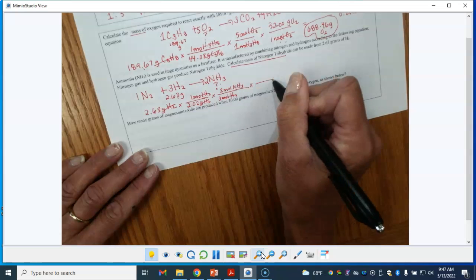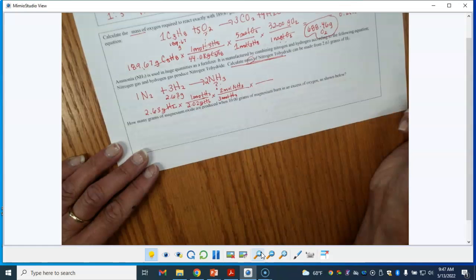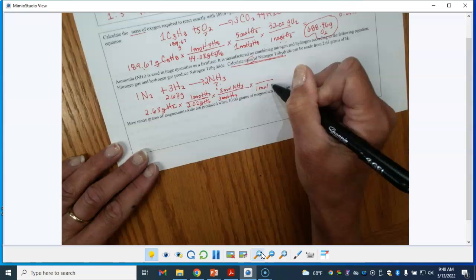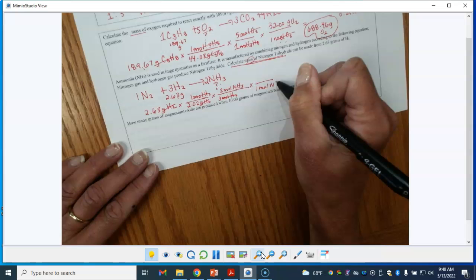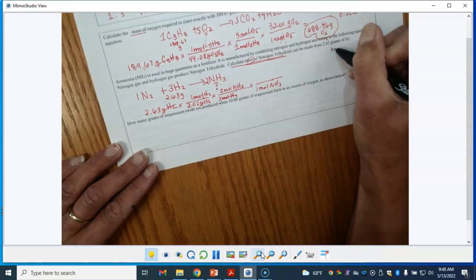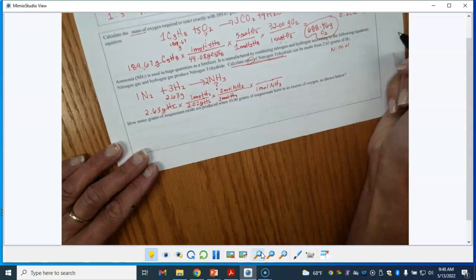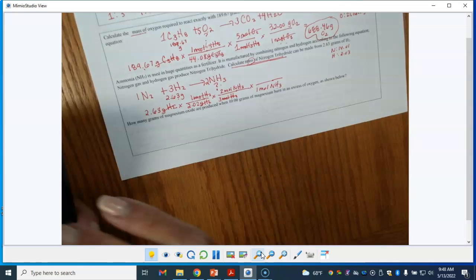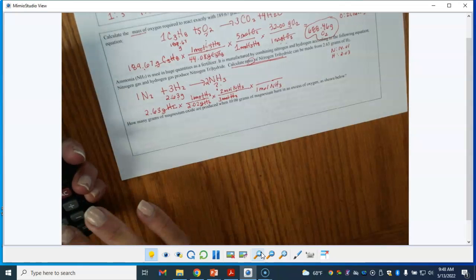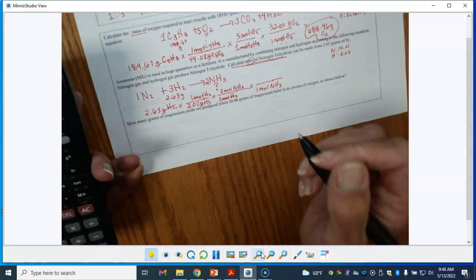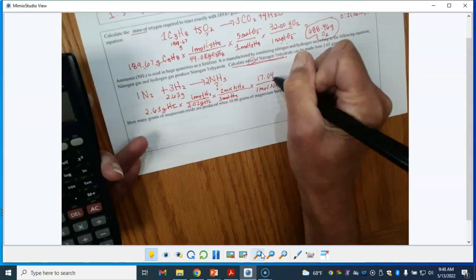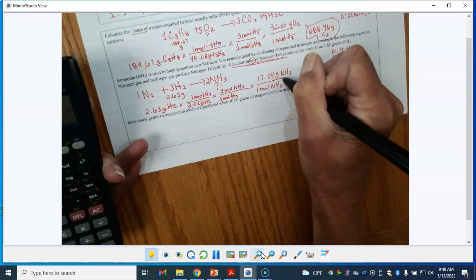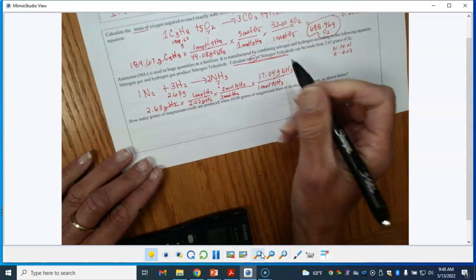Not quite done, okay, because it's asking for what mass of nitrogen trihydride can be made. So my molar mass is 1 mole of NH3. I have to calculate this guy. So nitrogen is 14.01. I have 3 hydrogen, so that's going to be 3.03. So I'm going to add those together. 14.01 plus 3.03 is equal to 17.04 grams of NH3. Moles of ammonium are gone, and I'm going to be sitting at grams.